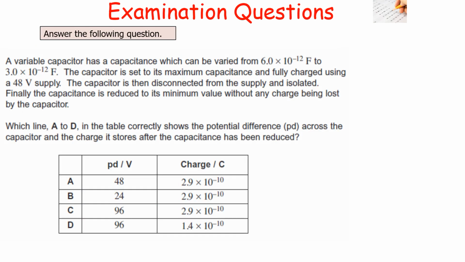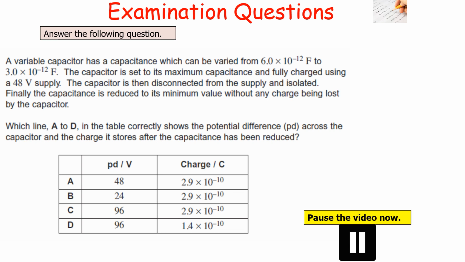The next question says, a variable capacitor has a capacitance which can be varied from 6 times 10 to the minus 12 farads to 3 times 10 to the minus 12 farads. The capacitor is set to its maximum capacitance and fully charged using a 48 volt supply. The capacitor is then disconnected from the supply and isolated. Finally, the capacitance is reduced to its minimum value without any charge being lost from the capacitor. Which line in the table correctly shows the potential difference across the capacitor and the charge stored after the capacitance has been reduced? So pause the video now, then unpause the video when you want to go through your answer.